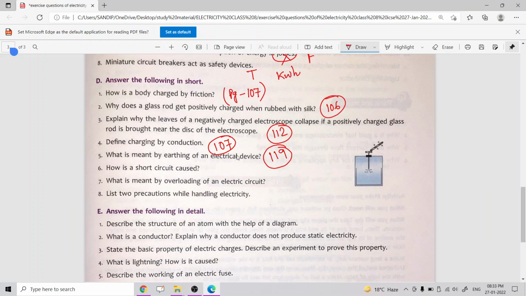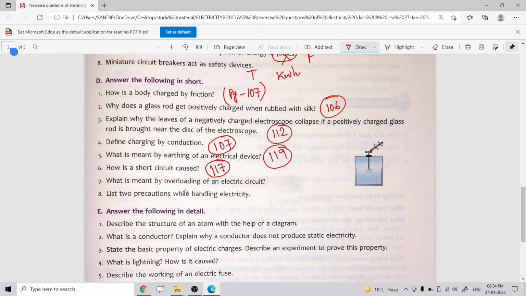Now we move to our next one: how is a short circuit caused? Also, you get the answer from page number 117. Short circuit means, there are several types of electrical hazards. One hazard is short circuit. Short circuit means sometimes a live wire is connected with the neutral wire due to an error in connection of electrical circuits.